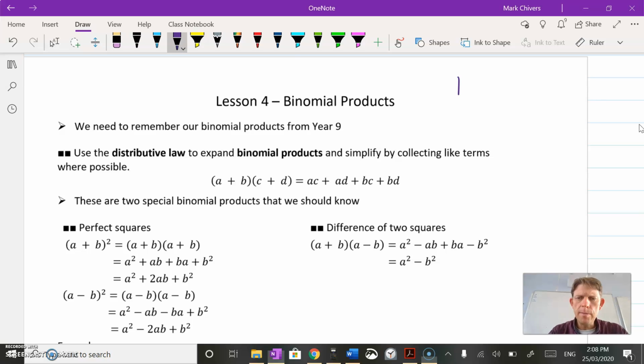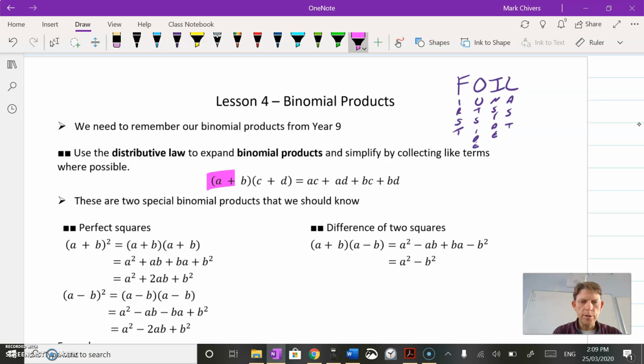And some of you would remember the rule FOIL, so that's first, outside, inside, and last. So some of you might remember that term. Obviously, you can see it represented here. Actually, I'll use a different colour highlighter. There we go.